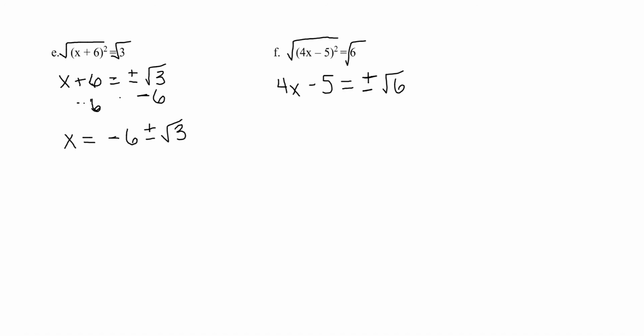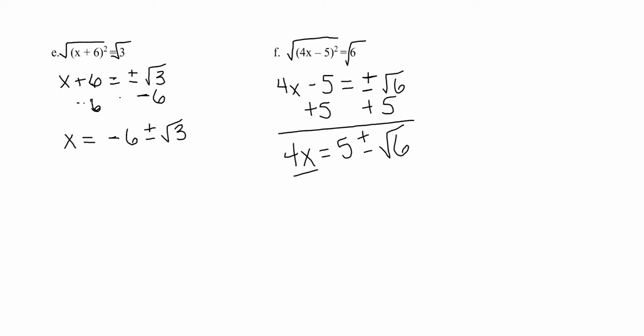Again, we want to isolate x, so I'm going to start by adding 5 to both sides, which leaves me with 4x is equal to 5 plus or minus the square root of 6. And then we have to divide everything by 4. So we will get x equals 5 plus or minus the square root of 6, over 4.